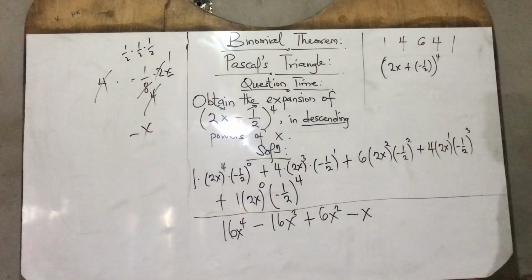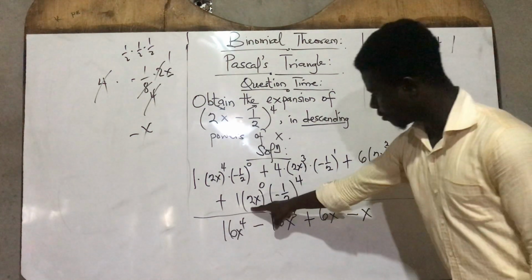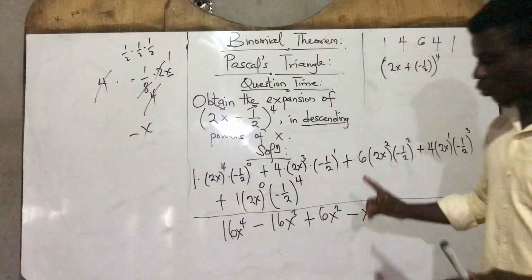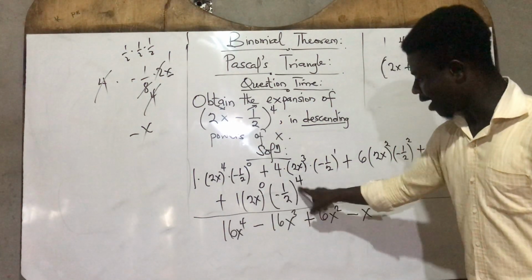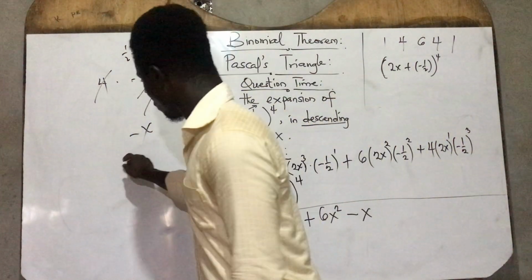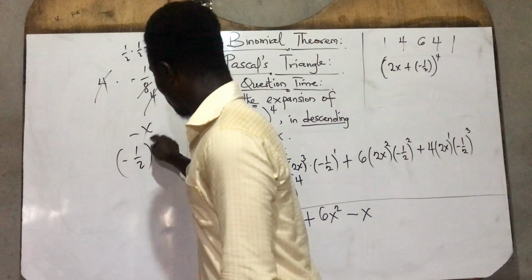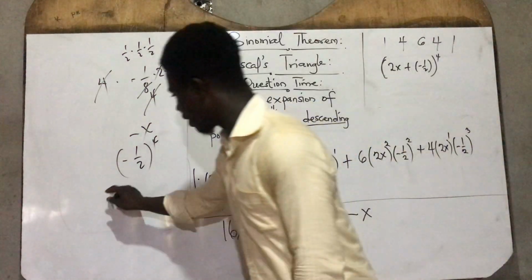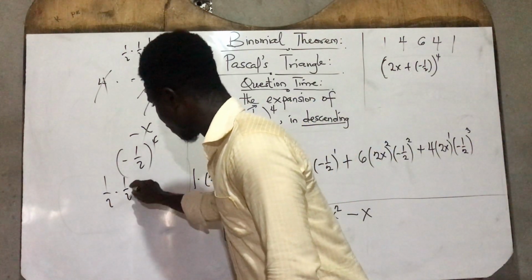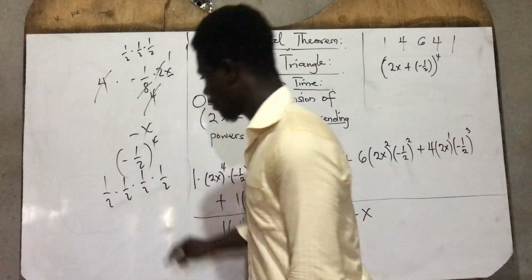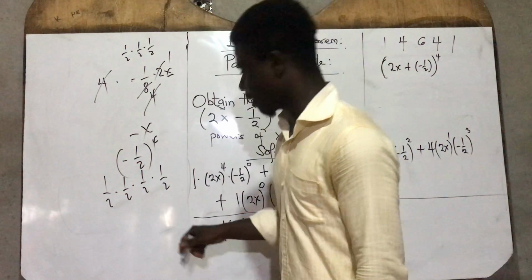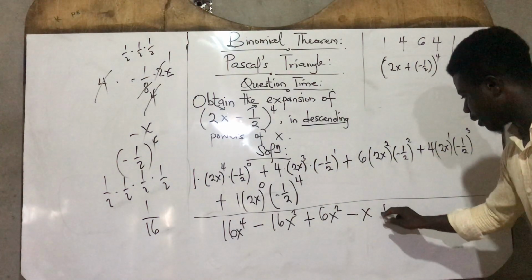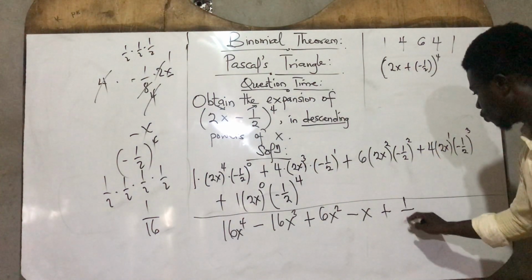Now here, 2x all to the power 0 is what? 1. 1 times 1 is 1. Then here, negative half all to the power 4. This 4 is an even number, so it takes off the negative. So I'll get half times half times half times half. So this one gives me 16. So I'll get 1 on 16. So which is plus 1 on 16.